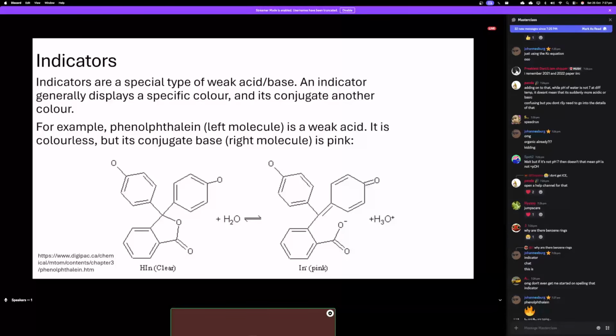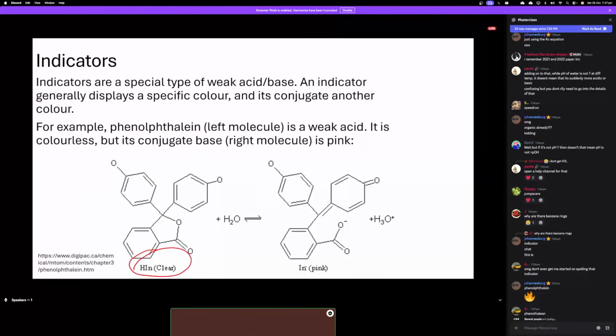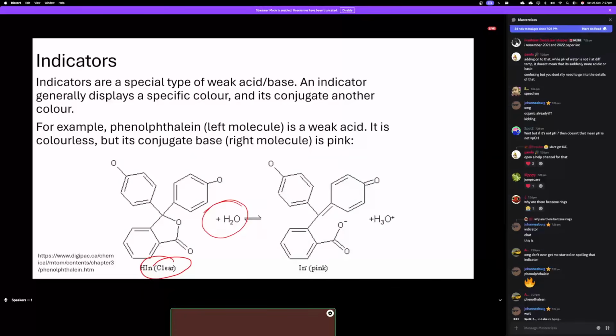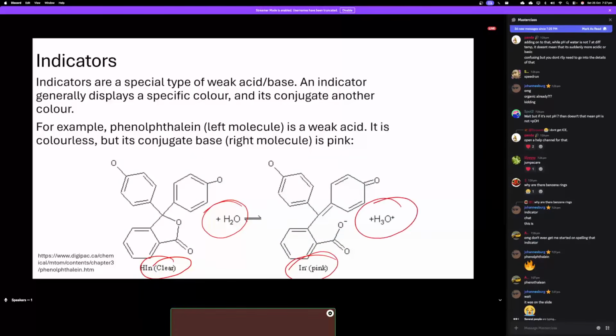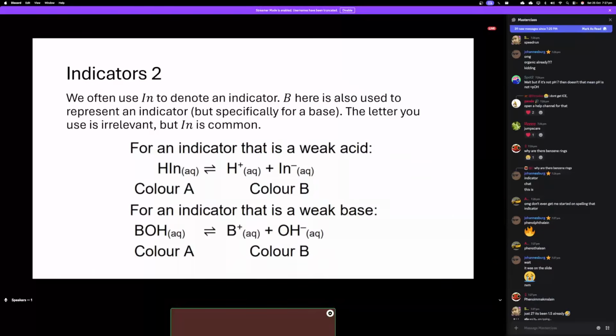This is a specific indicator. It's on your formula sheet. You don't need to know the structure or anything. I just showed this as an example. Here we have an acidic indicator, reacts with water. It becomes something pink, and it looks like that, right?